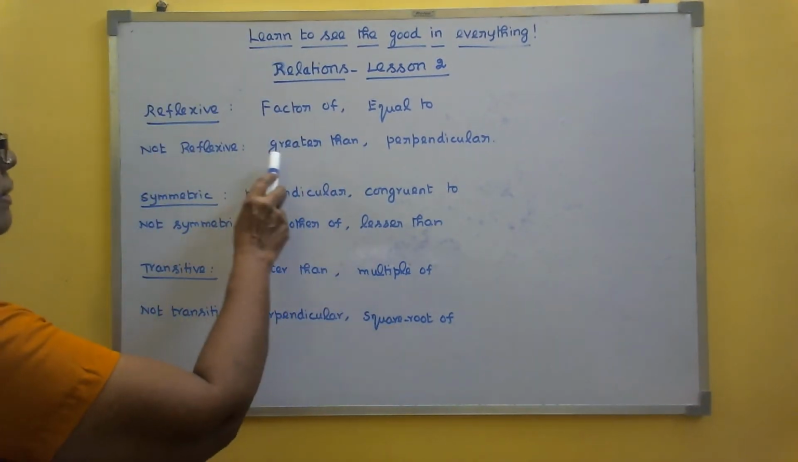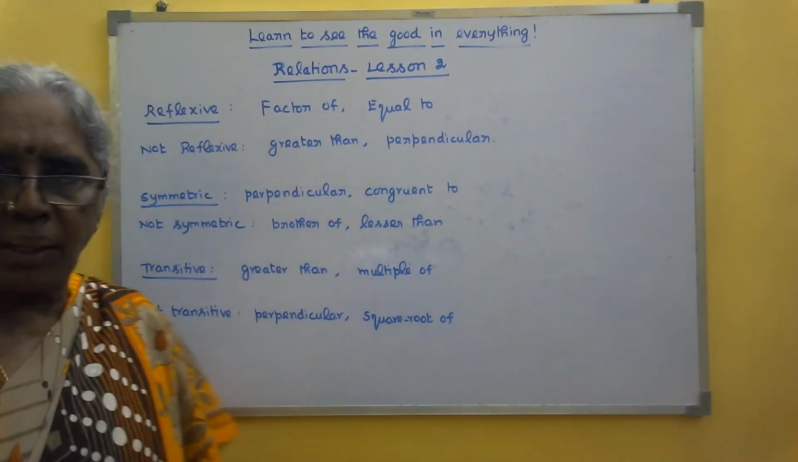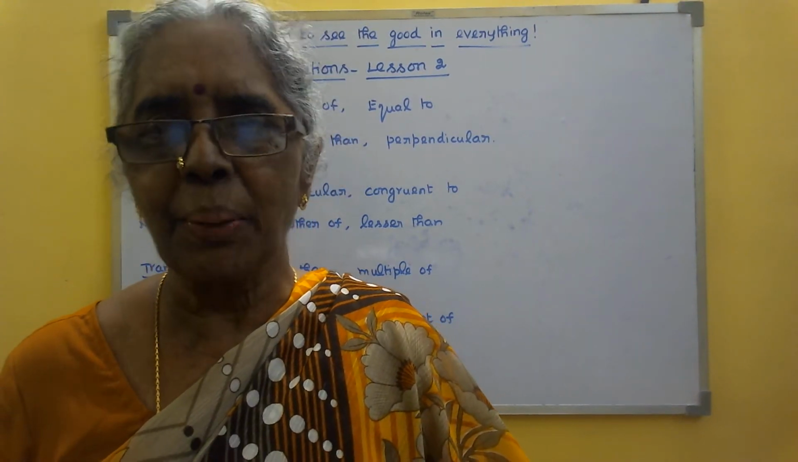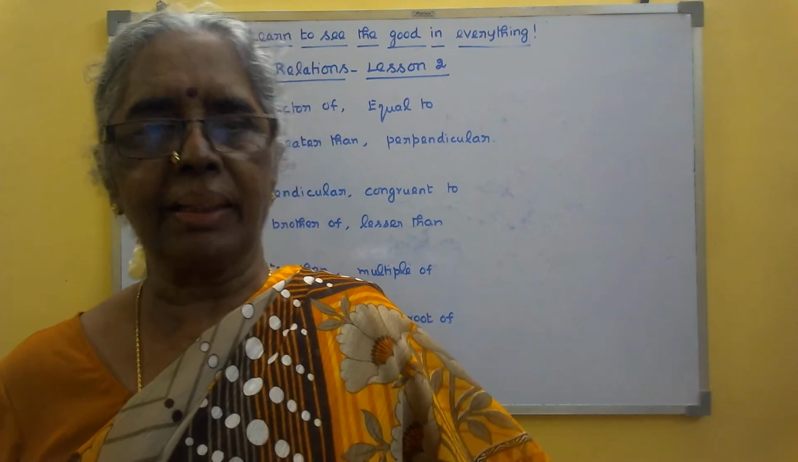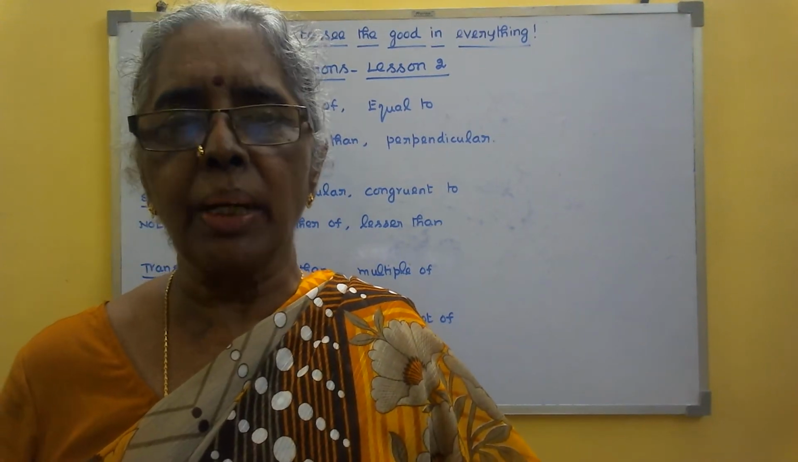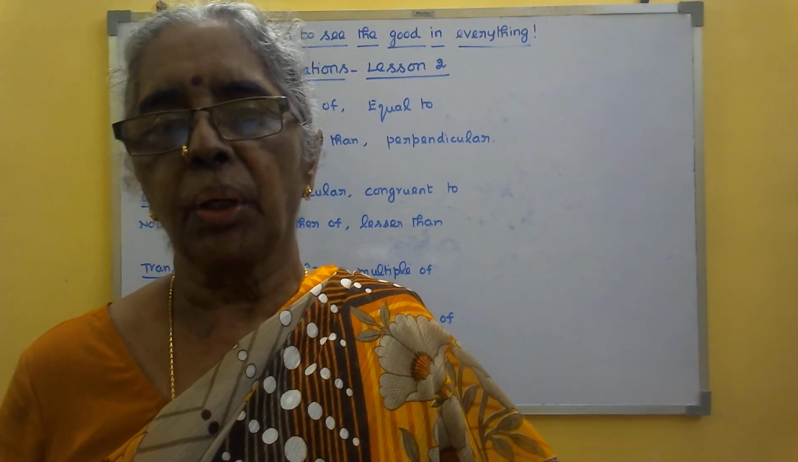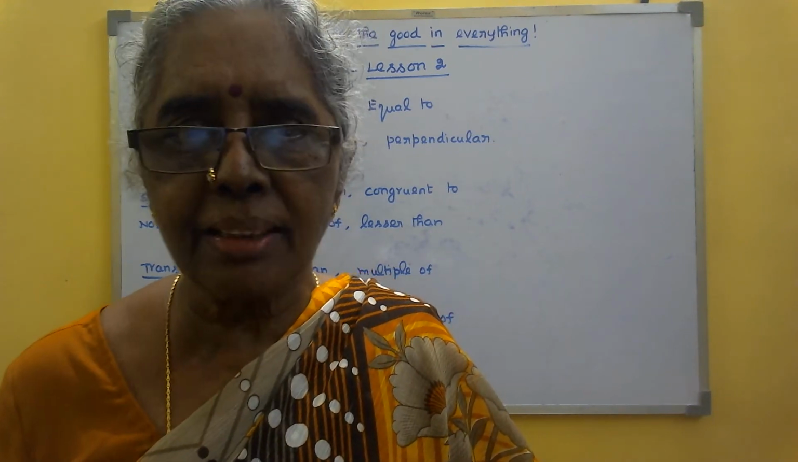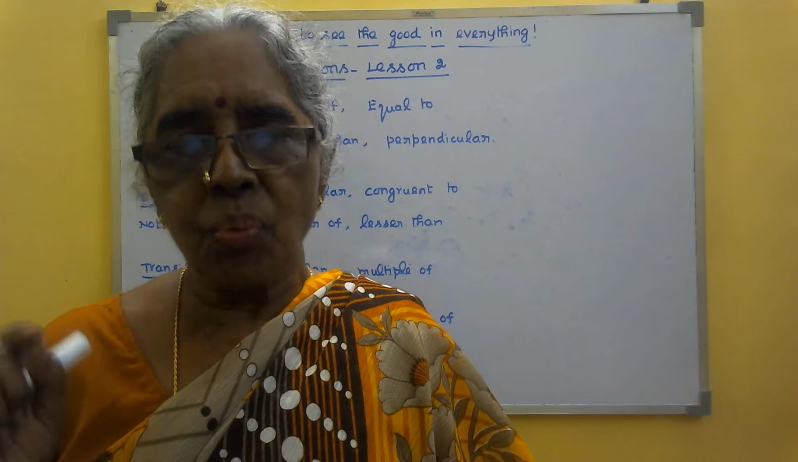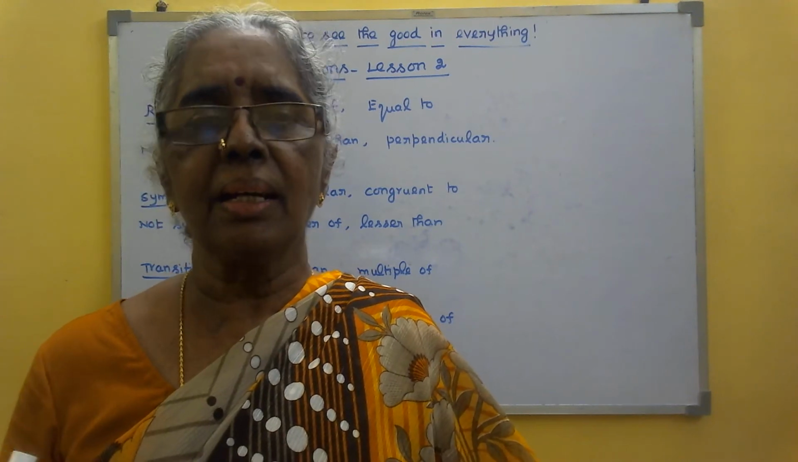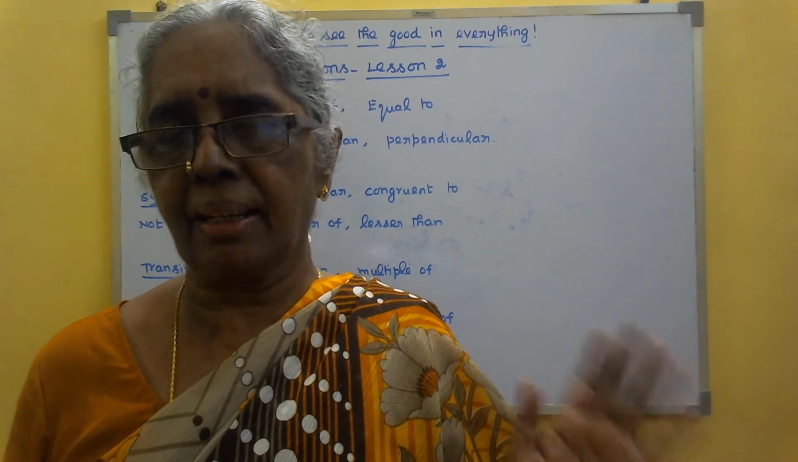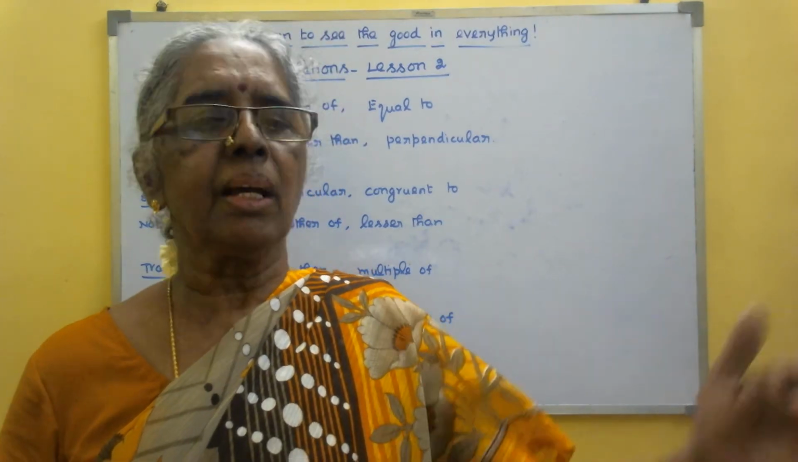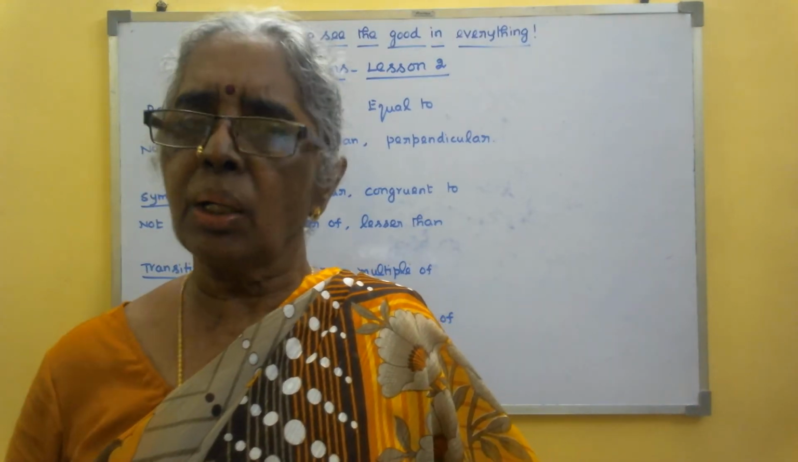Let us consider greater than. Can you say 6 is greater than 6? Is it possible? No. So, any number cannot be greater than itself. So, it is not reflexive. If you consider perpendicular, can a line be perpendicular to itself? Never. So, perpendicular is not a reflexive relation. So, you have to think of more examples of relations which are reflexive and which are not reflexive.